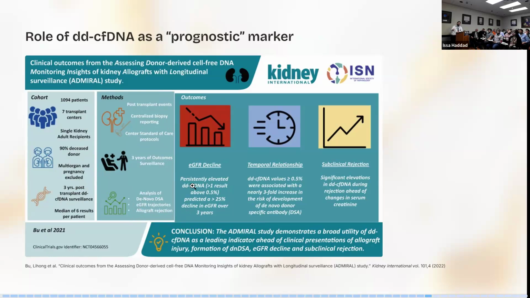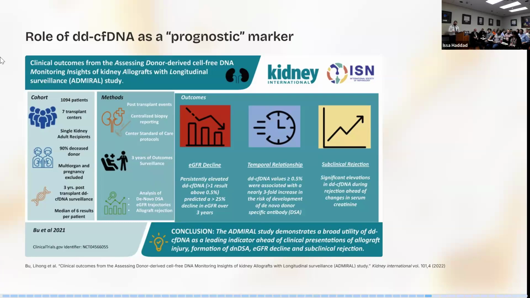And what they have found is they used a cutoff of 0.5%. And they have found over the 3 years that any persistently elevated donor-derived cell-free DNA, which they defined as one result that is more than 0.5%, did predict more than 25% decline in GFR over the 3 years.